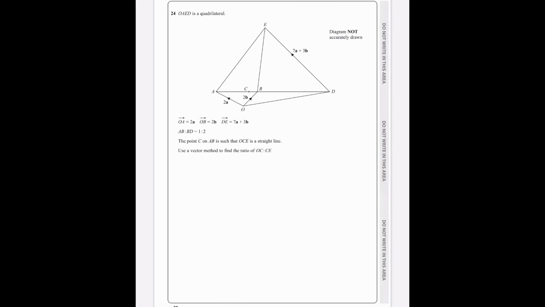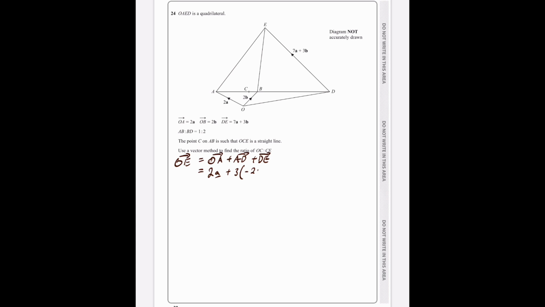Question 24 is the vectors question. I'm going to start off by calculating the vector from O to E. The path to get from O to E, I'm going to go from O to A, and then from A to D, and then from D to E. Add the 3 together and we'll get O to E. O to A is very straightforwardly 2a.